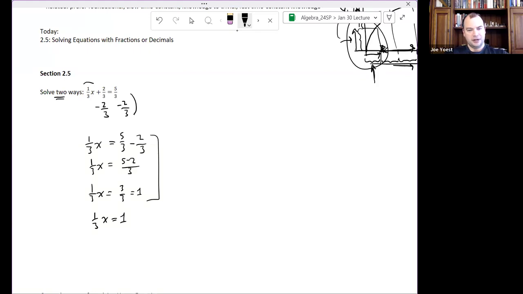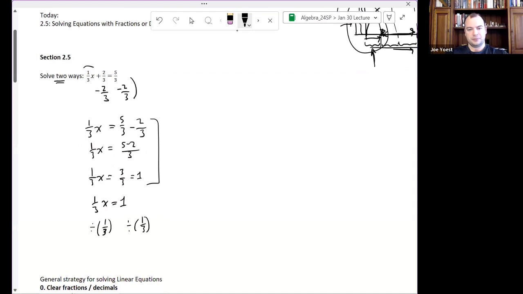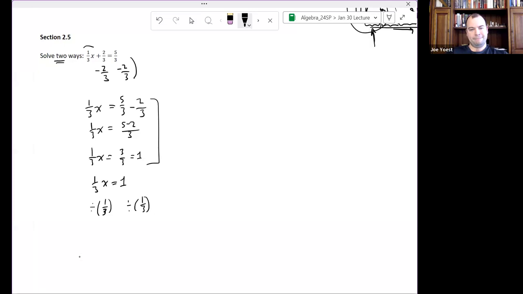Now I want to isolate the variable. I have a coefficient of the variable, 1/3. I need to divide by that coefficient on both sides. On the left, 1/3 x divided by 1/3, or just number times x divided by that number, just gives me x, so I've isolated the variable, equals 1 divided by 1/3.